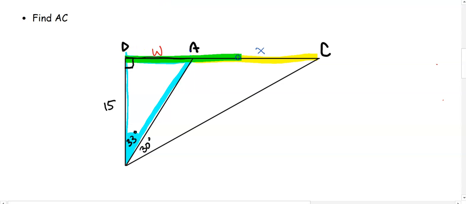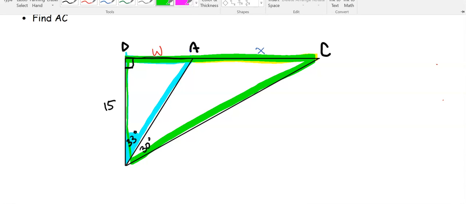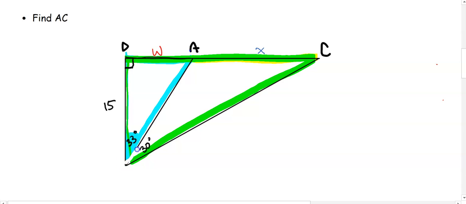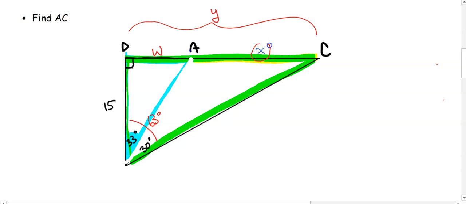this right triangle, the whole large one. So in other words, if I ignore this line here and pretend it's not there, I have that big green triangle in which this angle is 63 degrees. And I can find that whole DC side, which maybe I'll call Y. So I can find X simply by finding Y, finding W, and subtracting the two, because Y is the whole length, W is part of it, X is the other part, so when I subtract them, I would find that answer.